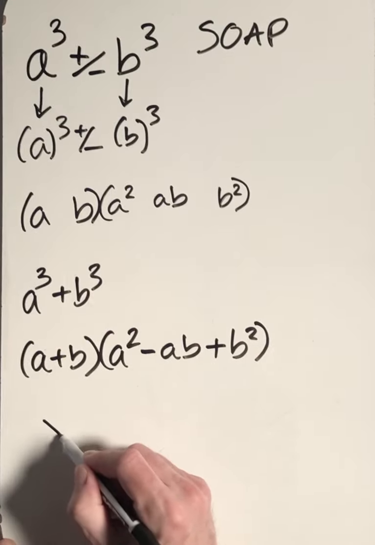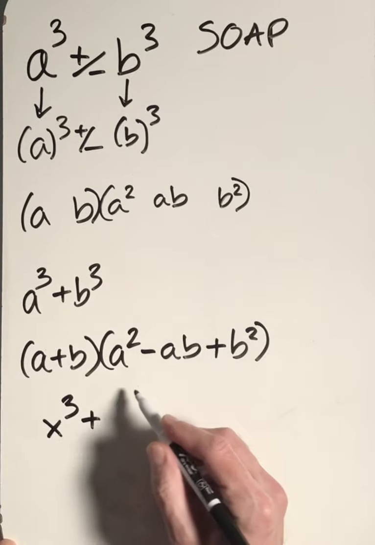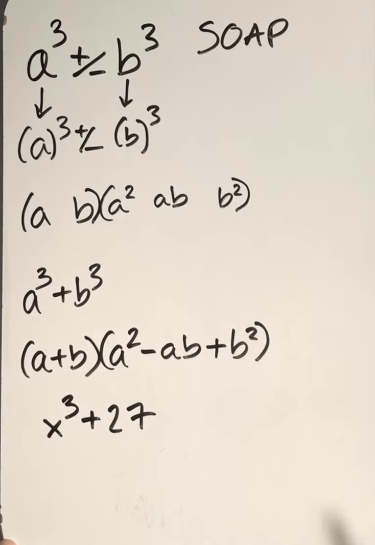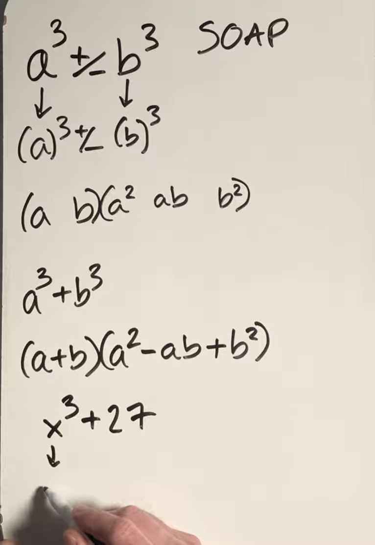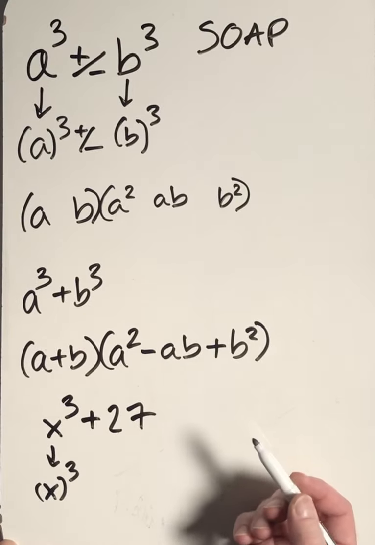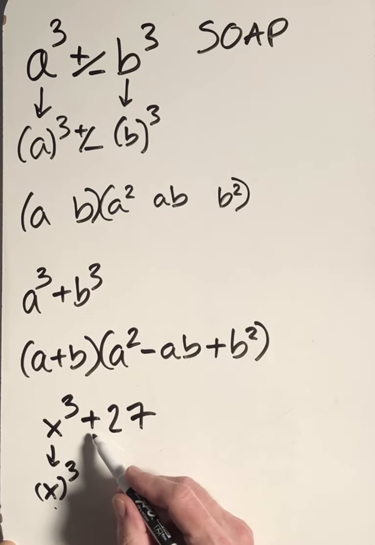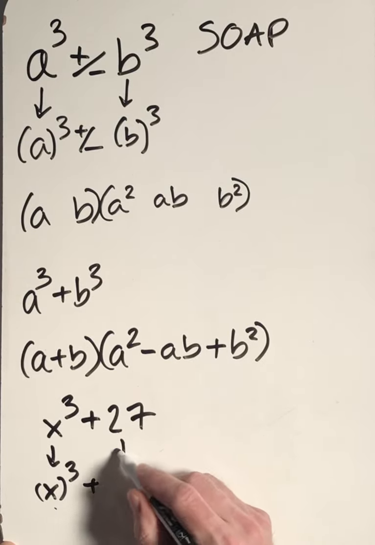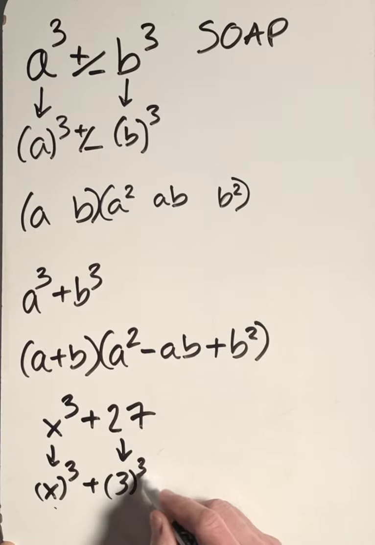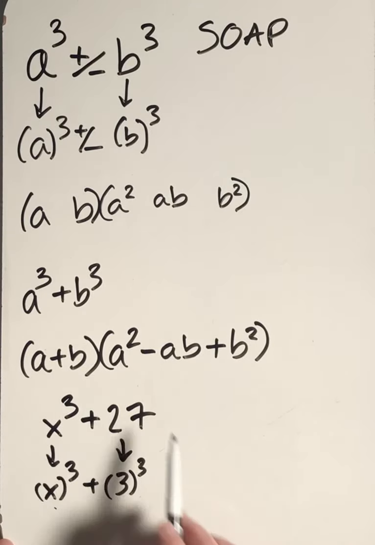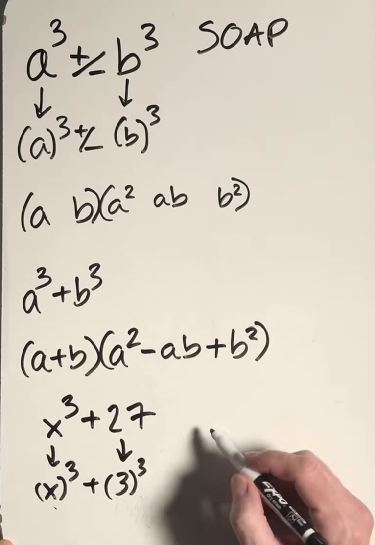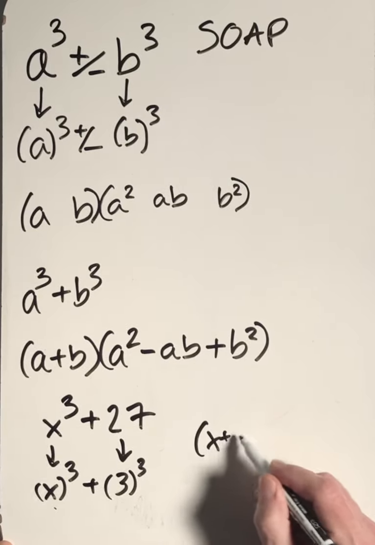The trick now is to identify within your sum of cubes what the A term is and what the B term is. So if we had something like x to the third plus 27, well, x to the third is really x to the third power. So your A here would be the letter x. And plus 27 is really plus 3 to the third power. So your first term here, instead of being A plus B, would be x plus 3.